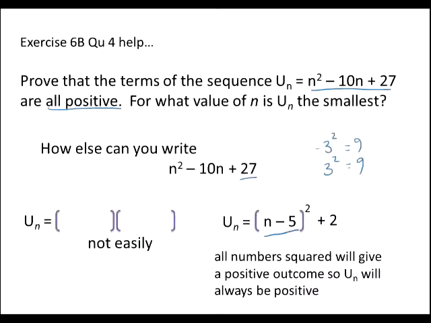Now, for what value of n is un the smallest? So when is this value here the smallest it can possibly be? So let's think about what we can do in this bracket, so that when we square it, it gives us the smallest number possible. So I'm sure you've seen that the answer here is 5. Because when it's 5, take away 5 is 0, 0 squared is 0, plus 2 is 2. And therefore un would equal 2.